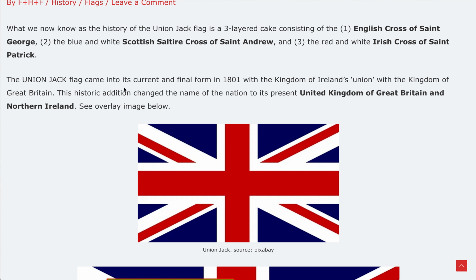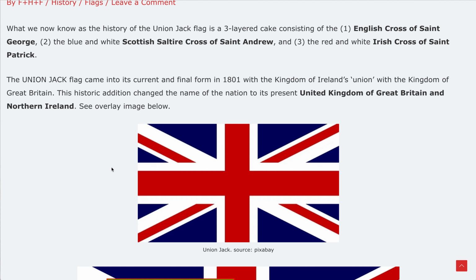Okay, so it came at different points in times. It started off with the English flag and slowly got sort of layered over to produce this iconic Union Jack. That's what we have, Union Jack, because it's a union of several different countries politically and geographically and historically.